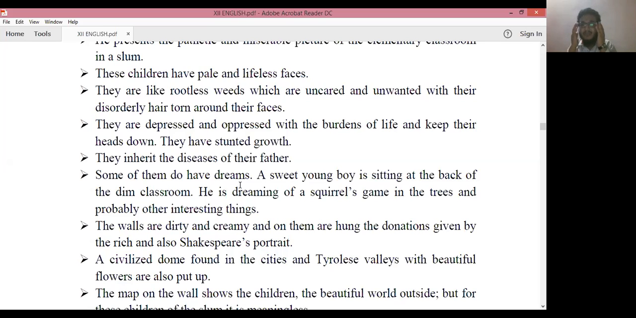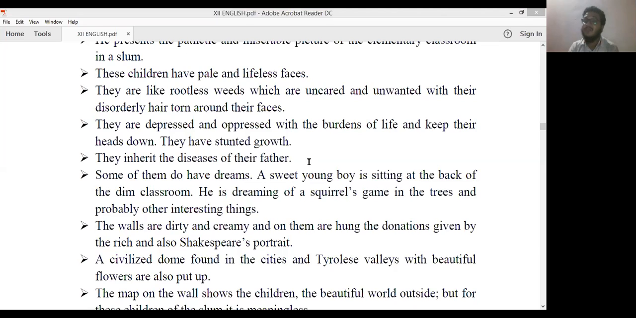You can see squirrels are very fast, energetic, moving from one place to another. Similarly, this boy has been compared in the same way with a squirrel, dreaming to be like a squirrel, having a house in a tree, freedom. He can enter his house any moment. He can come out of his house any moment. That freedom, he can enjoy everything wherever he wants to go. The similar thing has been described here, and probably other interesting things.